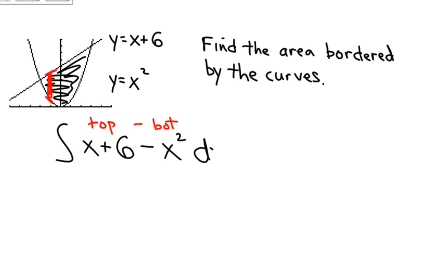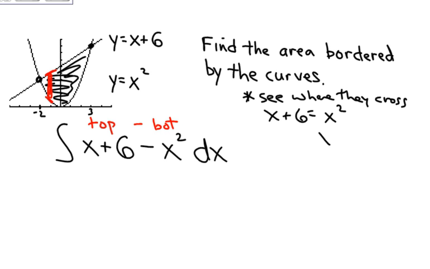Now on this one, I've got to figure out where these two curves cross, because it's not given to me. Last problem, it said shade it from 2 to 7. Here I've got to figure it out, and it sure looks like it goes from -2 to 3. But to confirm that, what I could do is make the two curves equal and solve it. And so when I'm doing this, I'm seeing where they cross.